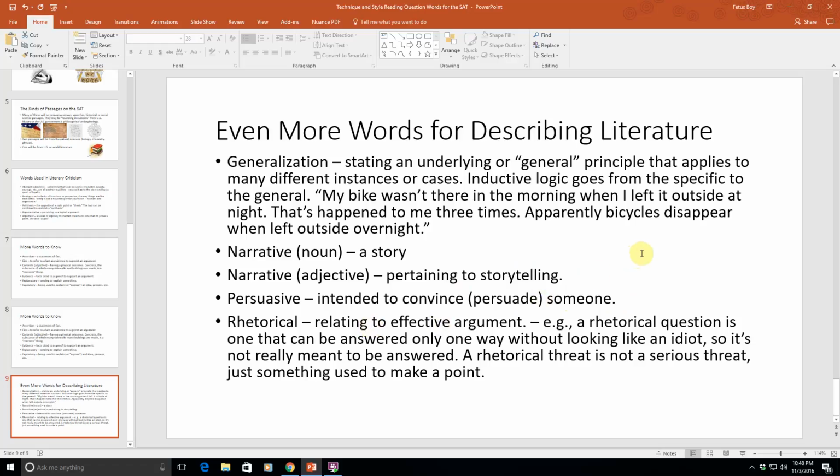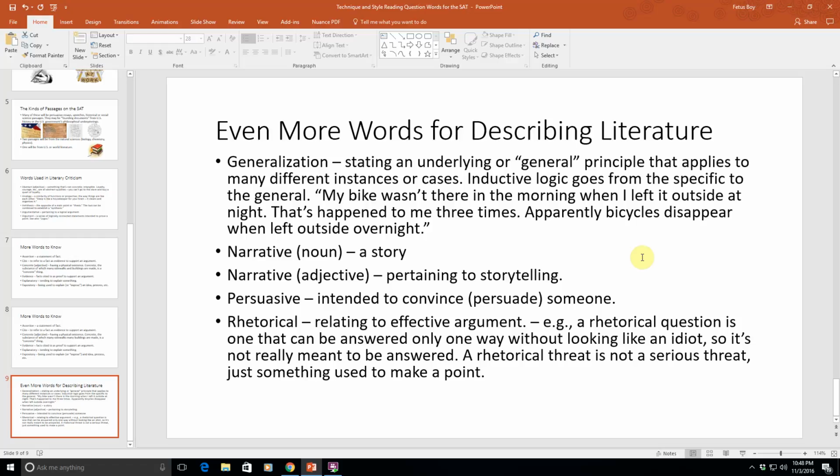For example, a rhetorical question is one that can be answered only one way without the person answering it looking like an idiot, and it's usually not really meant to be answered. For example, if your mother asks you, "Why don't you clean up your room? Do you expect me to clean up after you for the rest of your life?" Do not answer yes, and you know you're not supposed to answer yes, so don't. It's a rhetorical question. She's asking you to pick up after yourself.